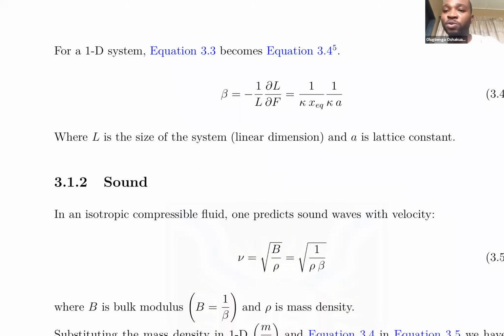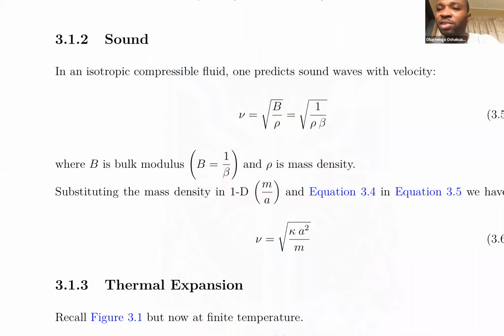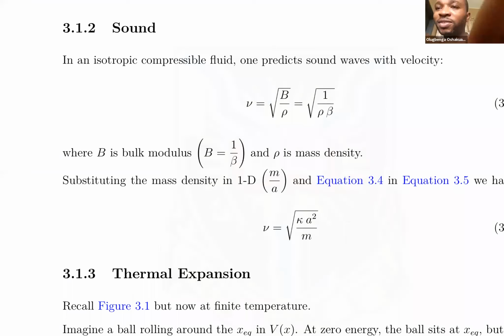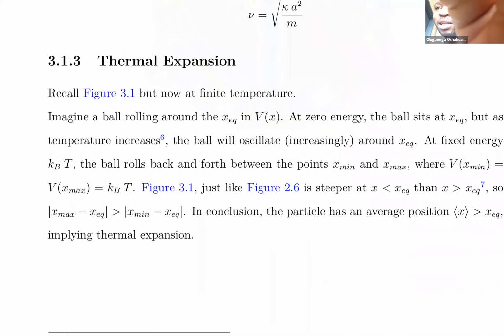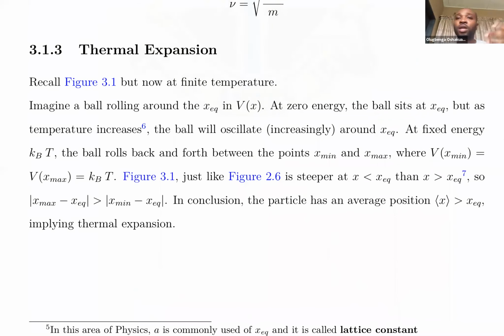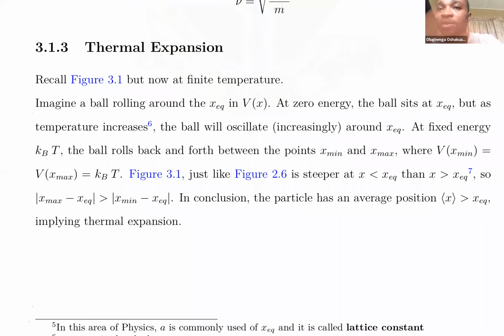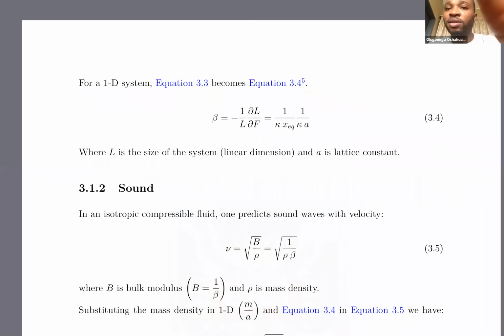So let's move on to sound. In sound, I suggest you just go through that. It is very straightforward. Let's move on to thermal expansion. In thermal expansion, we would have to talk about our graph again. Let's move on to that graph.